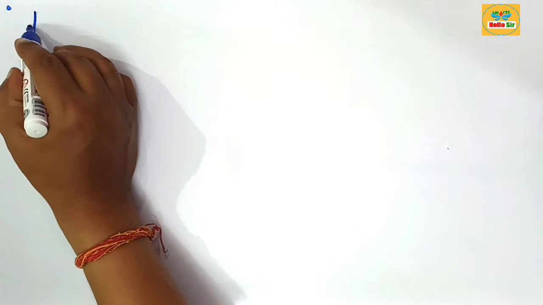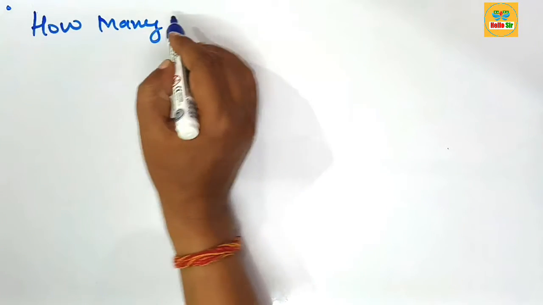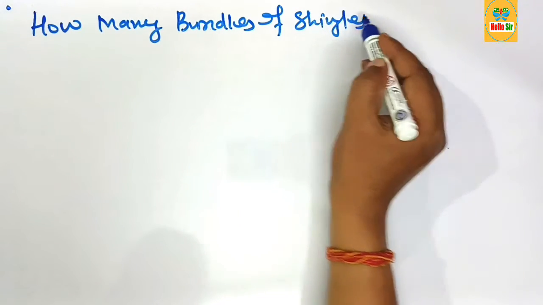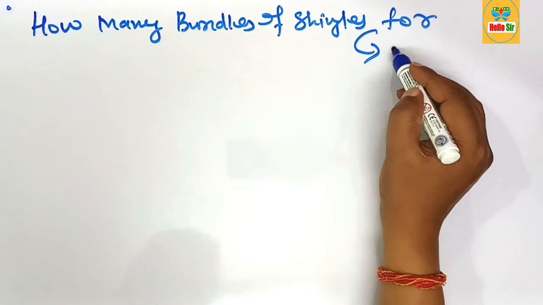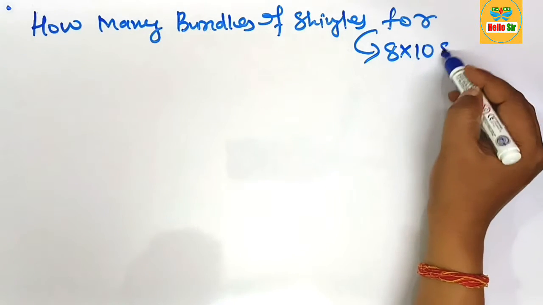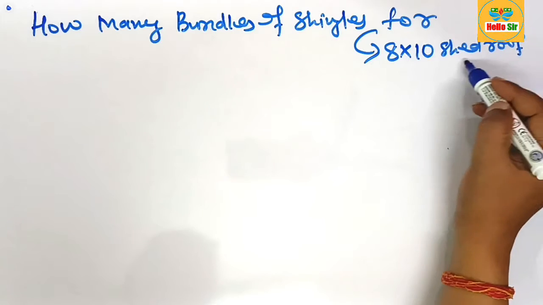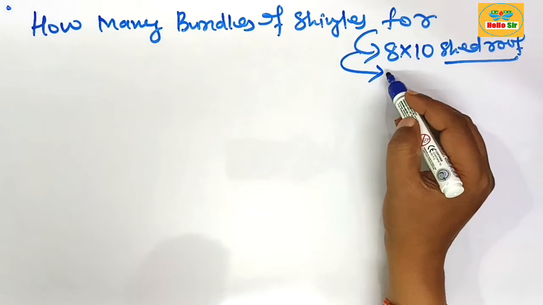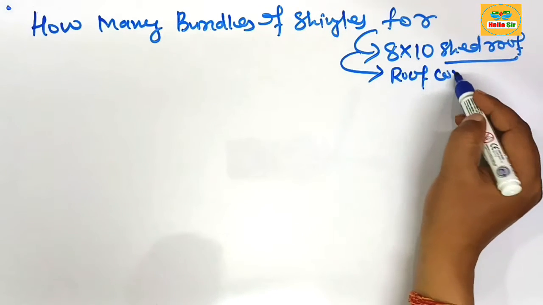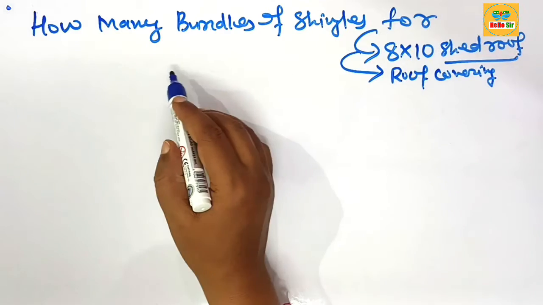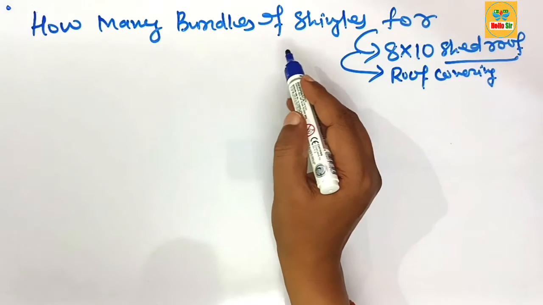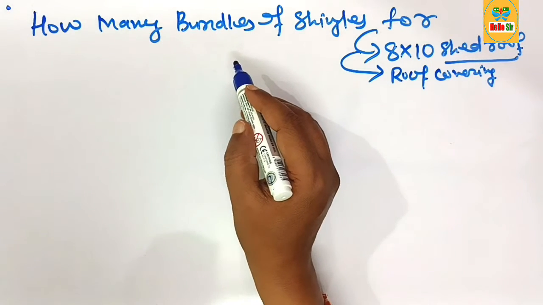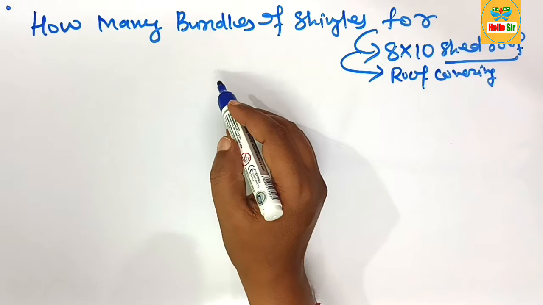Video, today we will learn how many bundles of shingles do I need for an 8 by 10 foot shed roof. Here you have the dimension of the shed roof, that is 8 foot by 10 foot, and shingles material are used for roof covering. The quantity of bundles of shingles required to cover a shed roof depends on many factors like the size of the roof, the roof pitch, construction requirements, and the number and types of shingles per bundle.